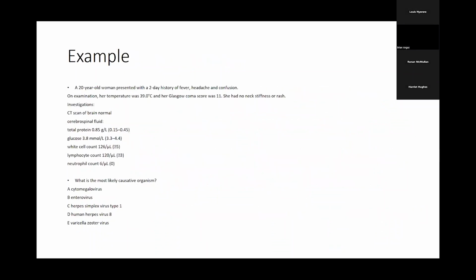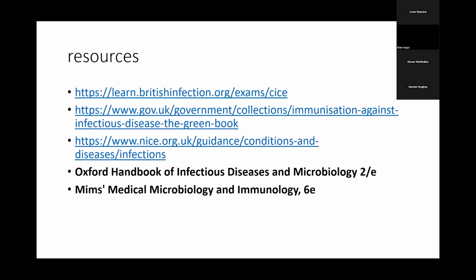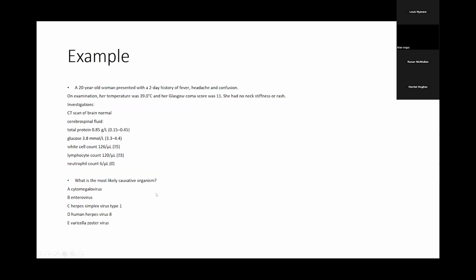So just a quick example of a question. A 20-year-old woman presents with a 2-day history of fever, headache, confusion. Examination: temperature 39 degrees, Glasgow Coma score 11, no neck stiffness or rash. Investigation: CT scan normal, CSF protein raised, glucose lower end of normal, white cell count 126, mainly lymphocytes. What is the likeliest positive organism? A, cytomegalovirus, B, enterovirus, C, herpes simplex virus type 1, D, human herpes virus 8, E, varicella zoster. So pretty straightforward, a little bit like MRCP question format to keep it nice and clear for everyone.